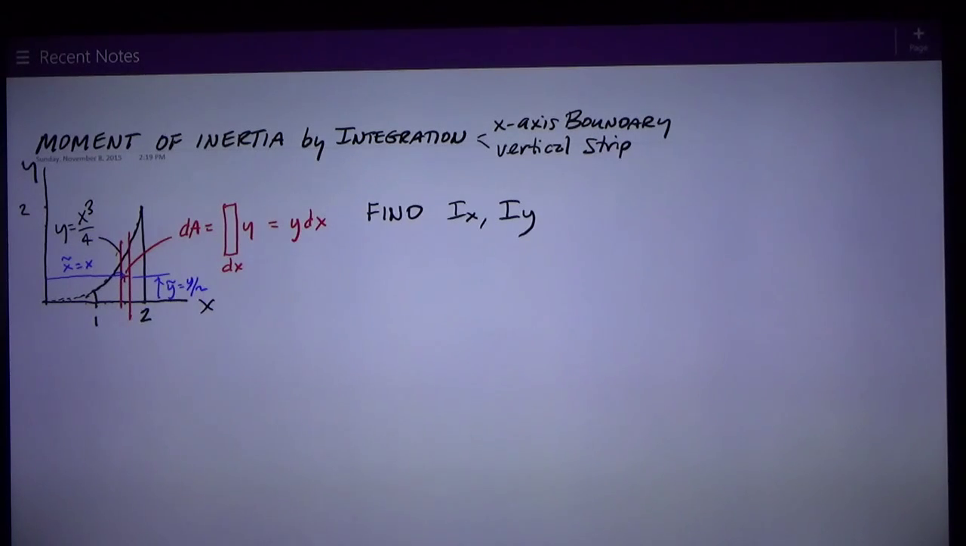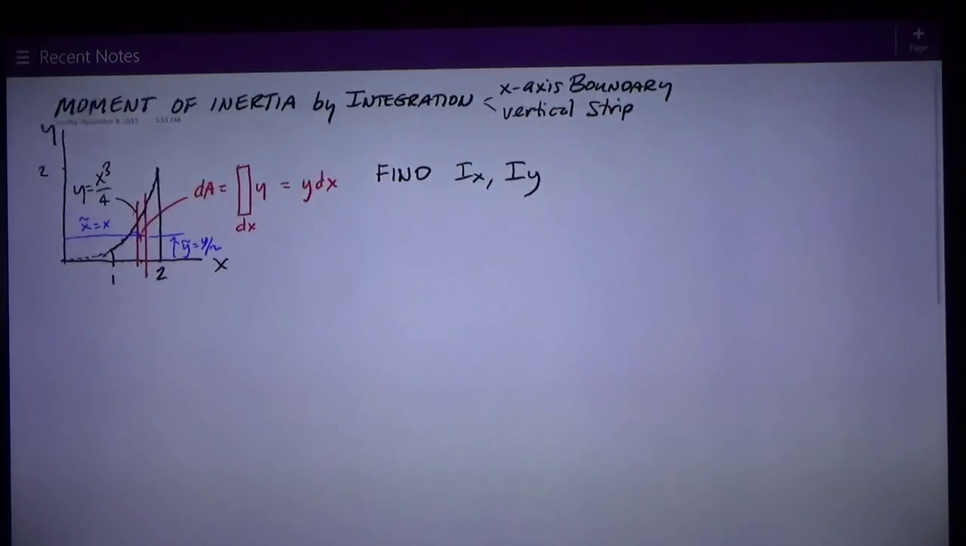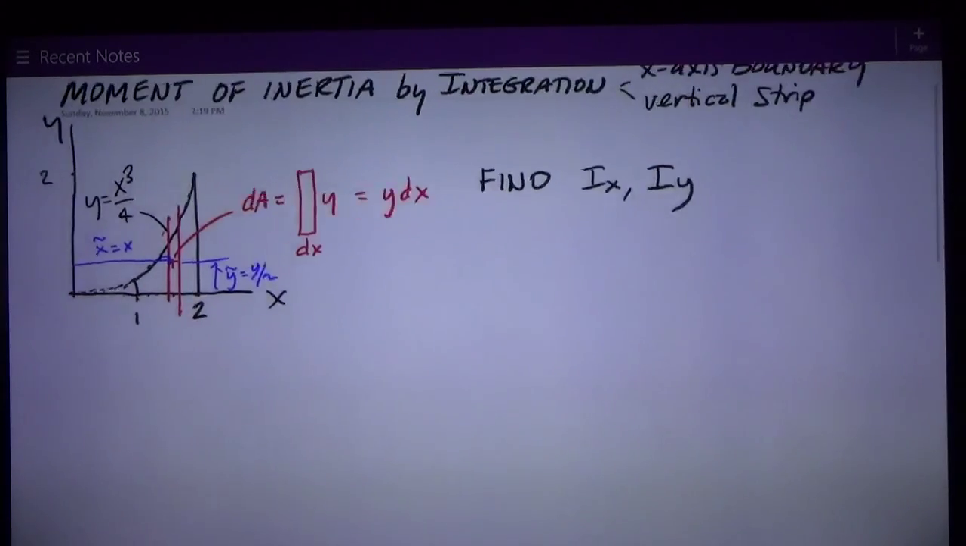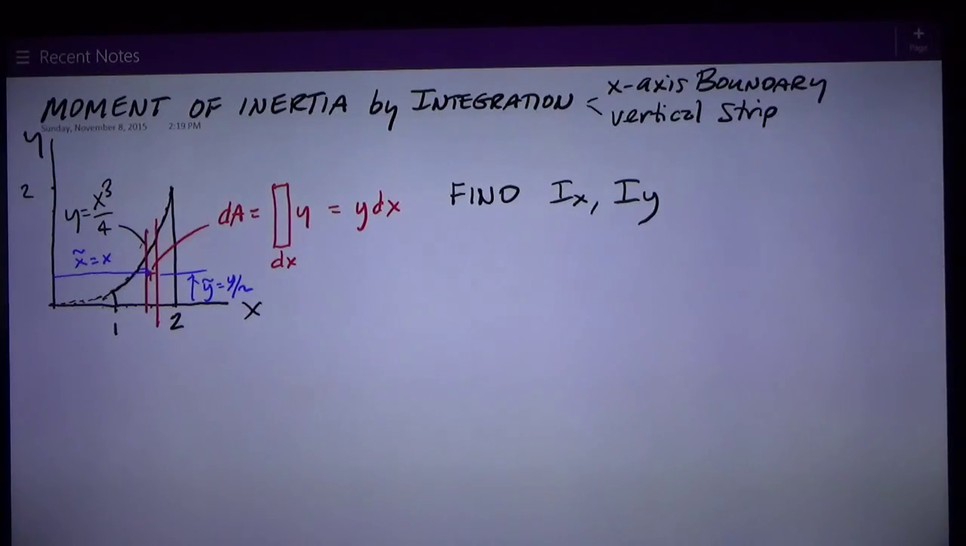We've got a moment of inertia problem by integration. In this case, we have an x-axis boundary, and therefore we're going to use a vertical strip to simplify the integration. The goal is to find Ix and Iy. We've got a curve along the top of y is equal to x cubed divided by 4, and along the x-axis, which is a boundary, it runs from 1 to 2, so it's the shaded area.